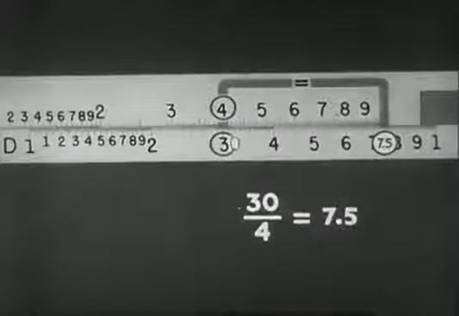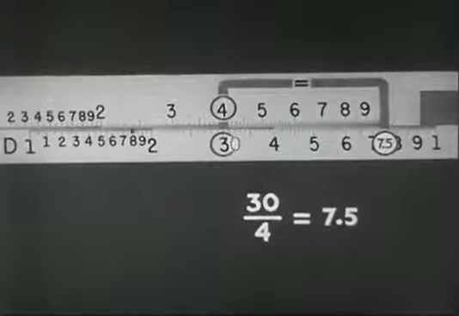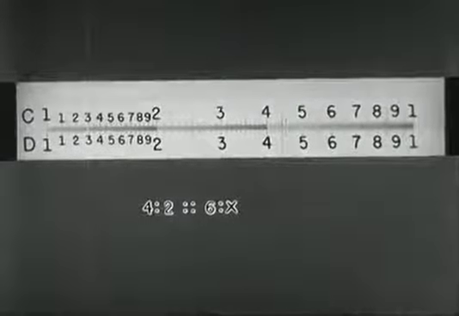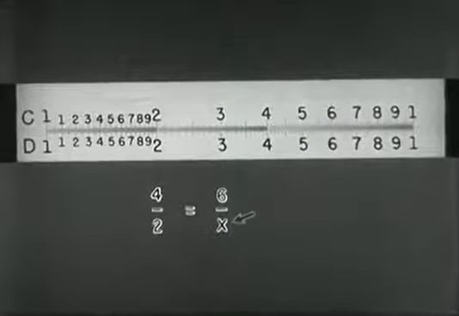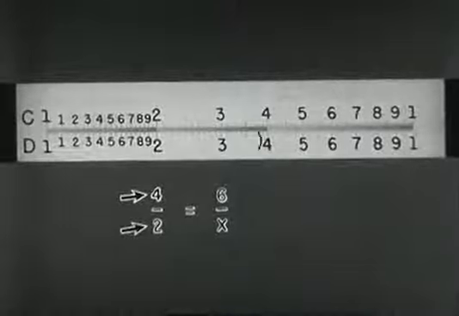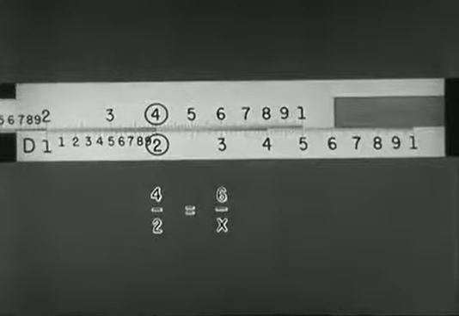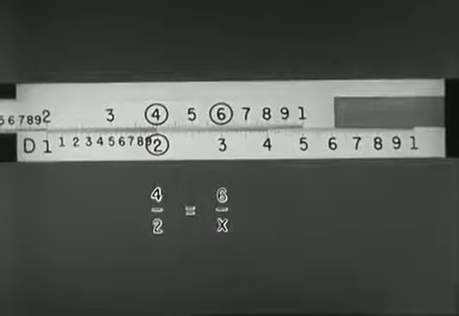When skill has been acquired in multiplication and division, problems in proportion may also be solved with the C and D scales. Let us take the simple proportion 4 is to 2 as 6 is to x. The proportion may also be stated like this, a form more convenient when using the slide rule. To find x, first set the rule to match the known quantities above and below the line, in this case 4 over 2. Find 2 on D, and to it slide 4 on C. Find 6 on C. Opposite 6, read x as 3 on D.